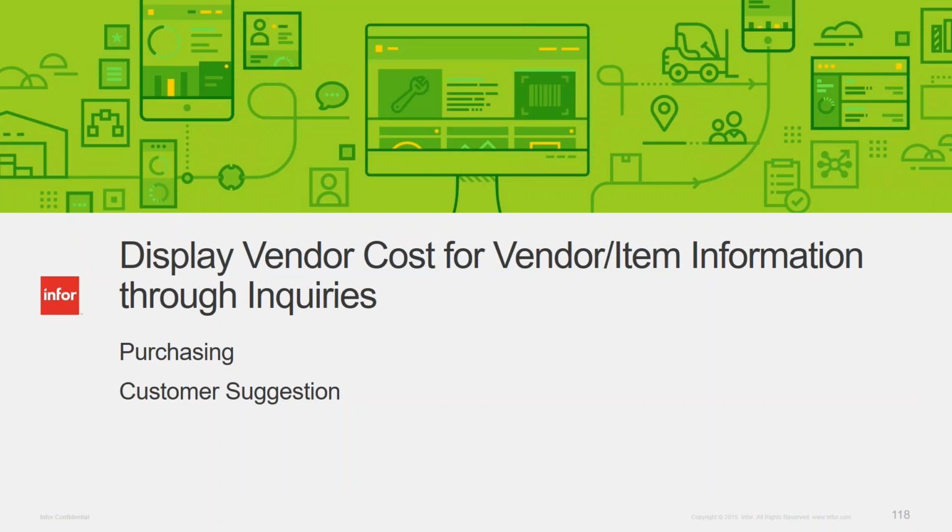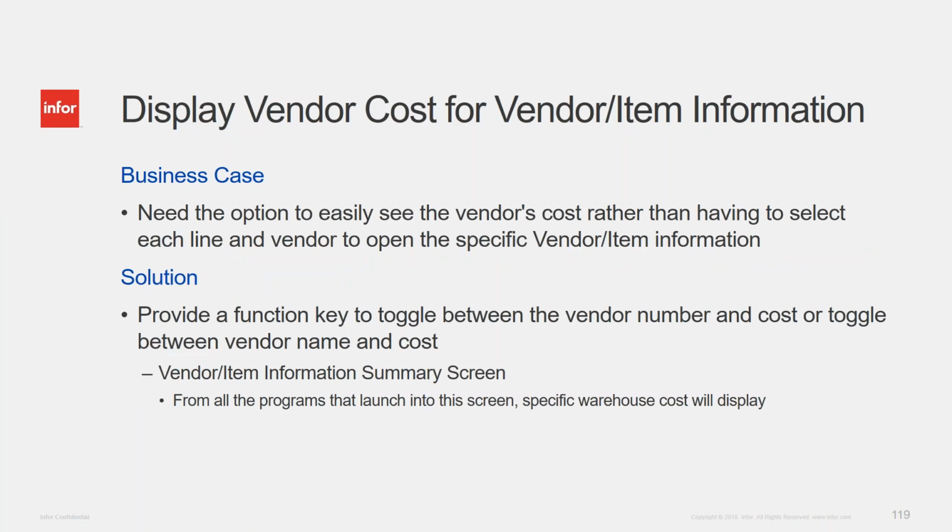Display vendor cost for vendor item information through the inquiries. This is a great idea. I really like this one. We heard that you needed the option to easily see the vendor's cost rather than having to select each line in vendor to open the specific vendor item information inquiry screen. We've provided you with a function key to toggle between the vendor number and cost or toggle between the vendor name and cost. So let's take a peek.